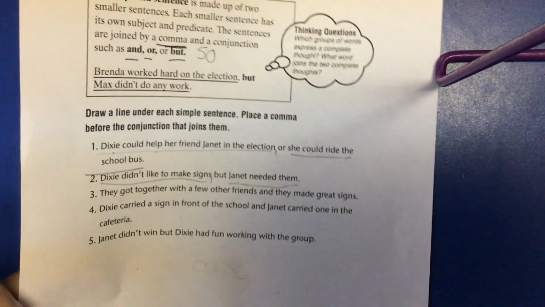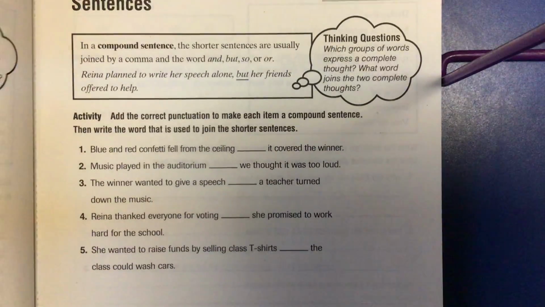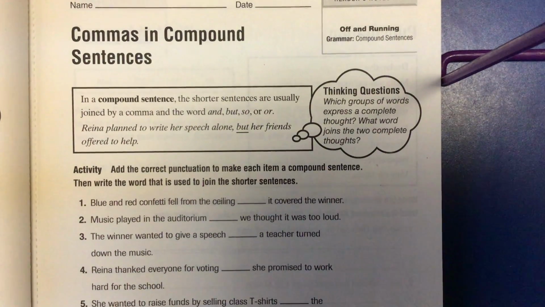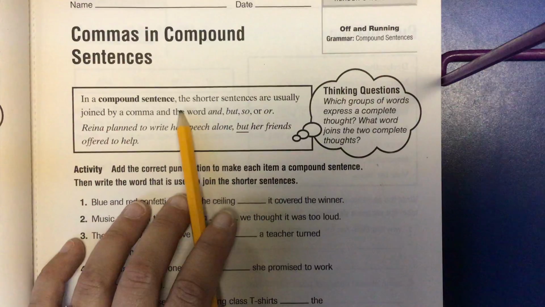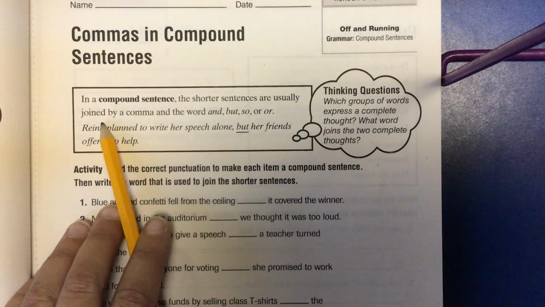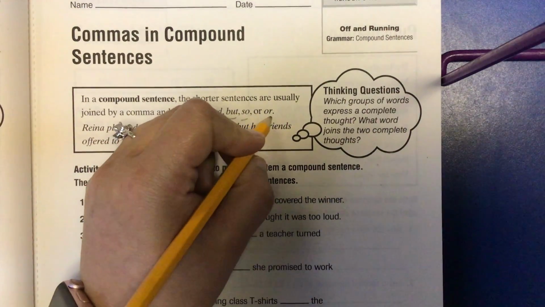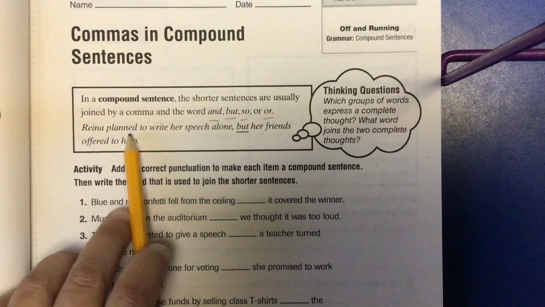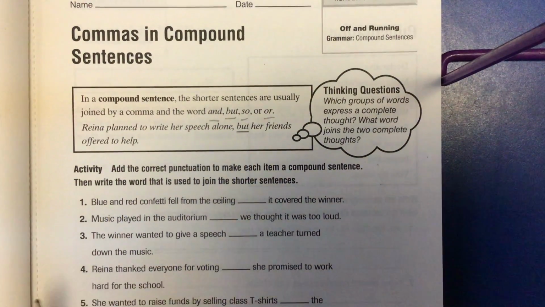Okay, I'm going to get right into your assignment since it is just a little bit different and explain it and do a couple examples with you. So we're doing commas in a compound sentence. Up here it tells you a compound sentence. The shorter sentence usually joins by a comma and the word and, but, so, or. Okay? So, Raina planned to write her speech alone, but her friends offered to help.